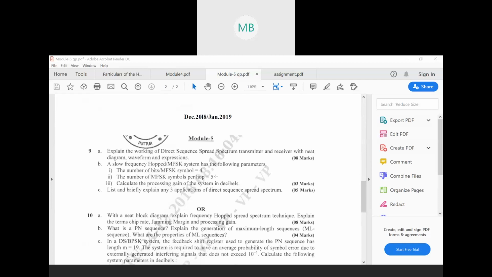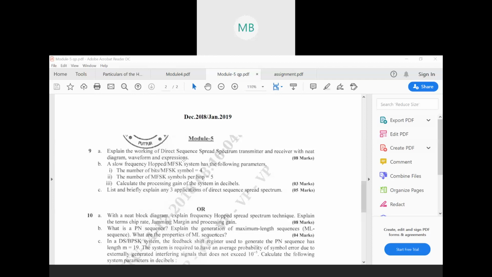Next is December 2018, January 2019 question paper. Explain the working of direct sequence spread spectrum transmitter and receiver with neat diagram, waveform, and expressions. So here again, draw the transmitter and receiver block diagram, draw the waveform, and also write the expression for information signal v of t.